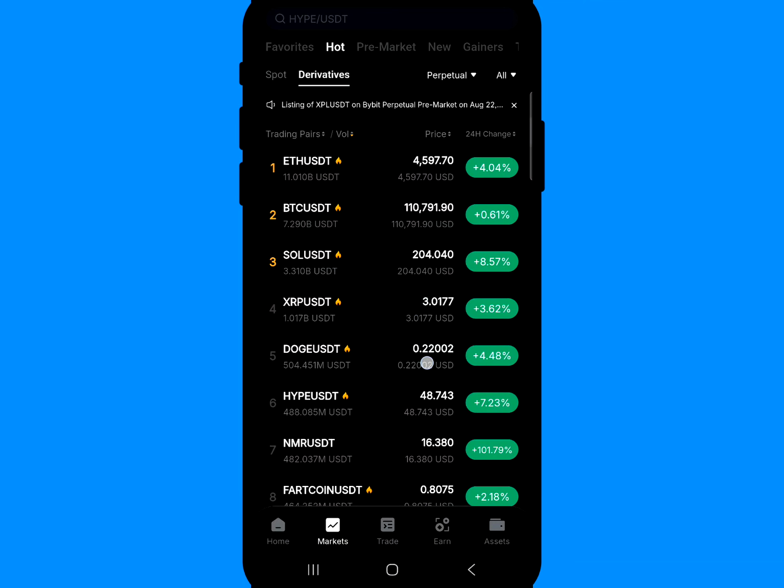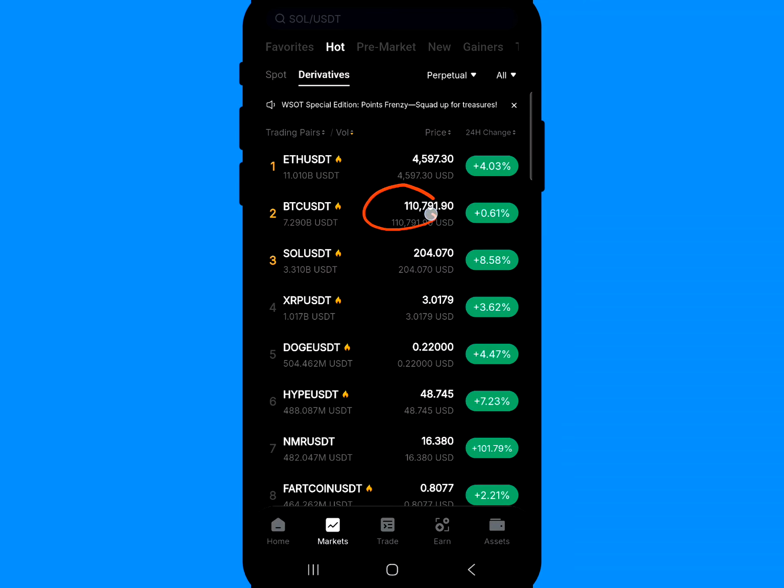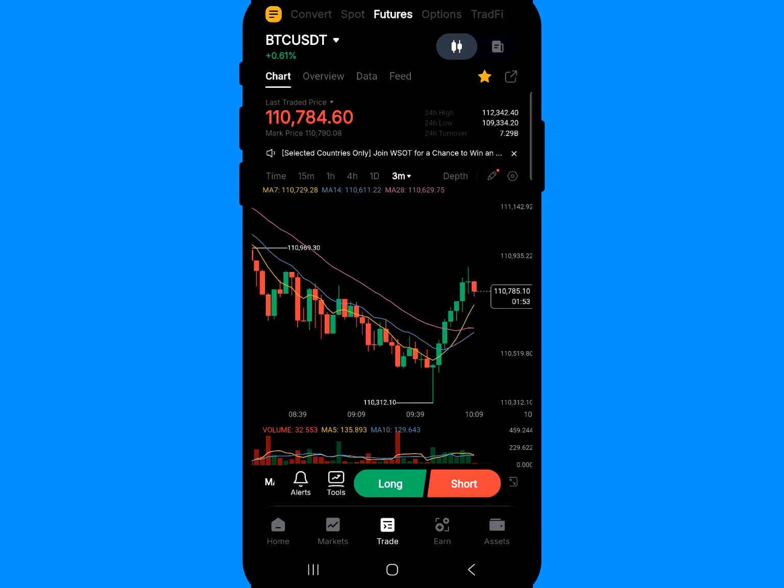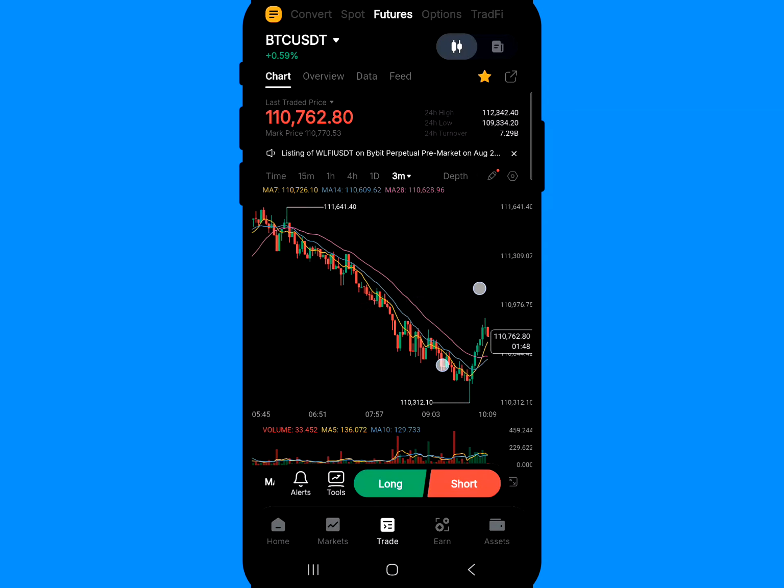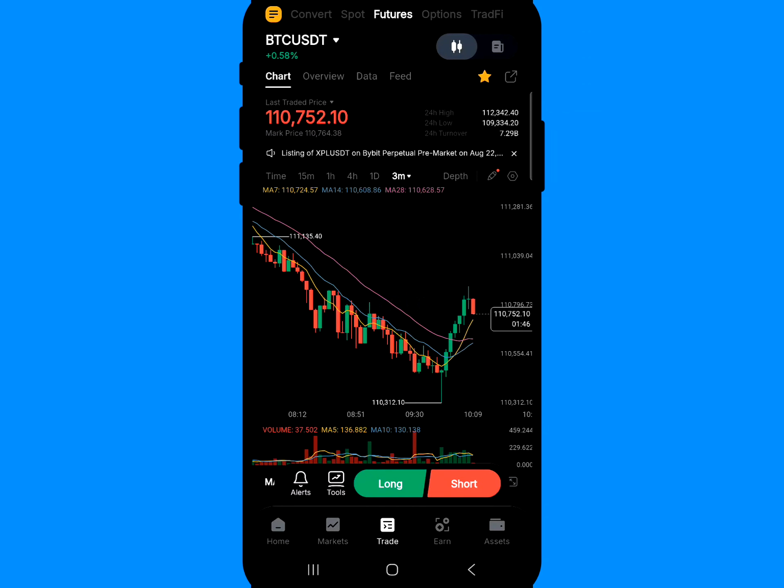All right, so right now let's say I want to trade BTC. BTC right now is going up, as a retrace. So I need to do my analysis first. Before we go to analysis, let me show you something. We have long, we have short.